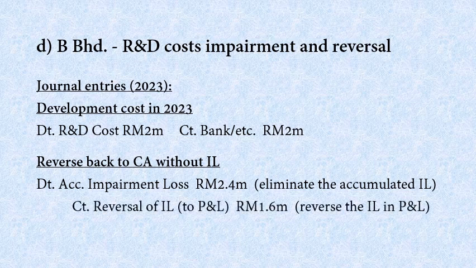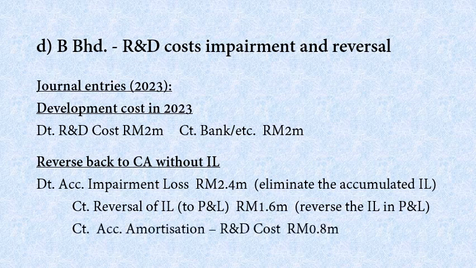And then we need to reverse the impairment loss recognized in the income statement. Thus, we credit reversal of impairment loss account 1.6 million. That will later on be transferred to the income statement as part of other income. And also we credit the accumulated amortization account by 0.8 million. This will increase the balance in the accumulated amortization account from 1.4 million to the intended 2.2 million.